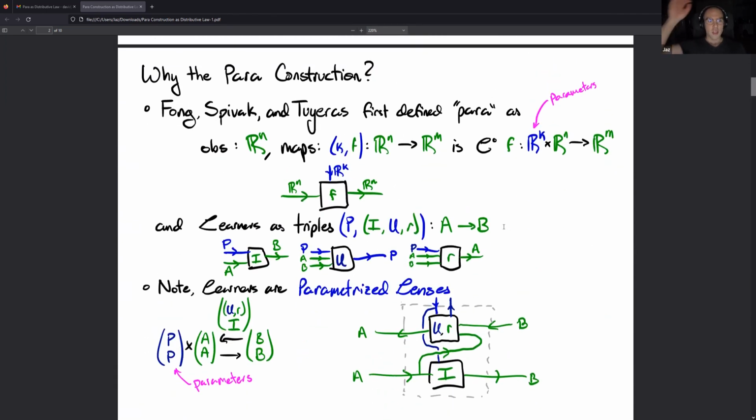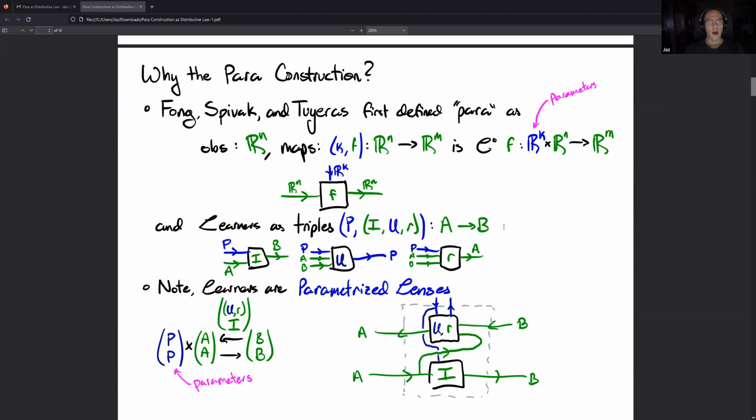So why the paraconstruction? The paraconstruction was first defined, or the para, I guess I could say, was first defined by Fong, Spivak, and Tuyeras in a paper called Backprop as a Functor. And it was defined as just a category of maps whose objects were the Euclidean spaces and whose maps are parameterized maps between Euclidean spaces. So a map from R^n to R^m was a natural number k, the dimension of the parameters, how many parameters we need, and a function from R^k times R^n to R^m.